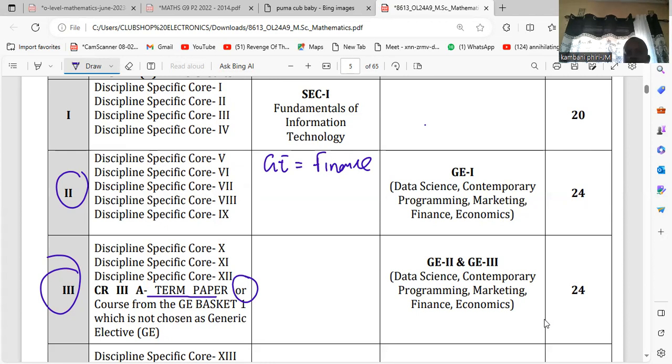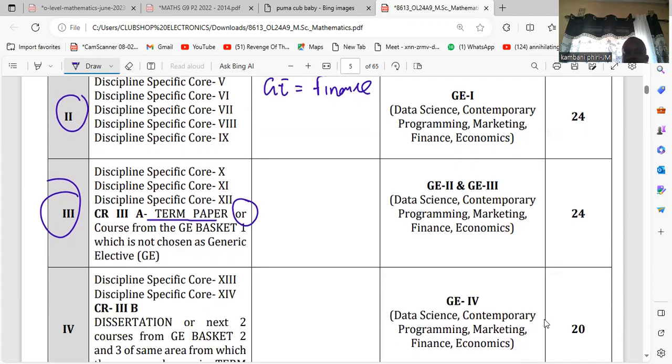And if you don't want to, you can replace it. It means there will be no dissertation. So you pick one course from Basket 1. It means you do not do your term paper, and it means there will be no dissertation. The course you do in the third semester to replace the term paper should be different from your GE. So if your GE is finance, the course that will replace the term paper should not be finance. Maybe you can pick data science, so from data science you do one course.